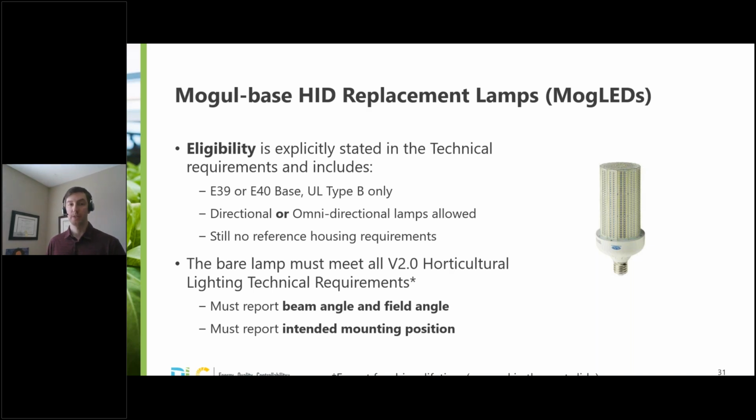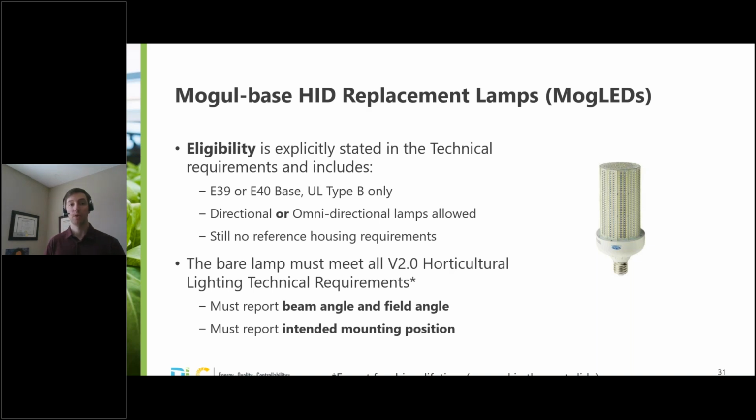Next up are the MogLEDs. Again, eligibility information is spelled out in the technical requirements. There's no real changes to the covered lamps. Still proposing that only UL type B, meaning those that bypass the existing HID ballast with an E39 or E40 base, are eligible for listing at this time. There are still no reference housing requirements associated with these lamps. And so if you are familiar with our SSL requirements, this is a difference between the two policies. The solid state lighting program requires a reference housing. These do not. We are testing, again, that bare lamp.